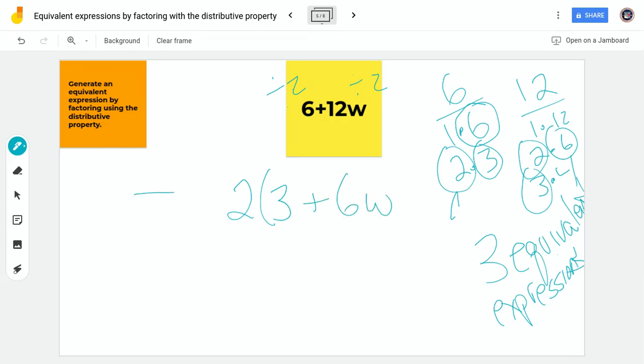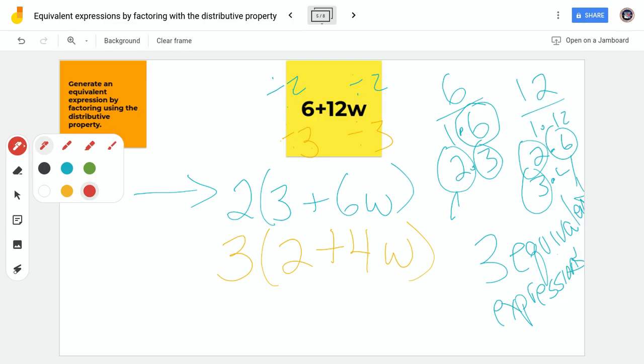There's one equivalent expression. Let's try another one with a different color, orange. Aren't you glad I picked that color? Now in this case, I'm going to factor out a 3. 6 divided by 3, I get 2. 12 divided by 3, I get 4w. Oops, I forgot my parentheses up top. That's a common mistake. I do that often.